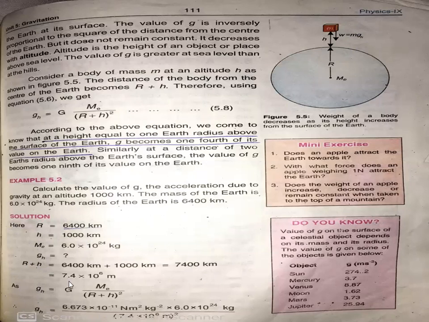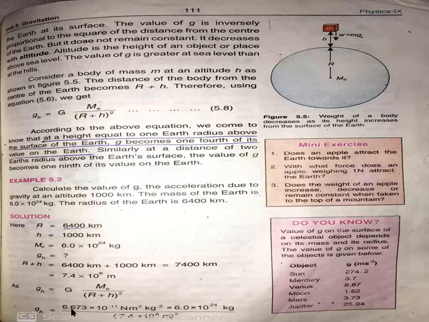If I convert into meters, kilo means 10³, so 7400 × 10³ will be 7.4 × 10⁶ meters. And you know why we converted this kilometer into meter? Because the SI unit of distance is meter. I use the same formula as we discussed in equation 5.8. I will use this formula and plug in the values.